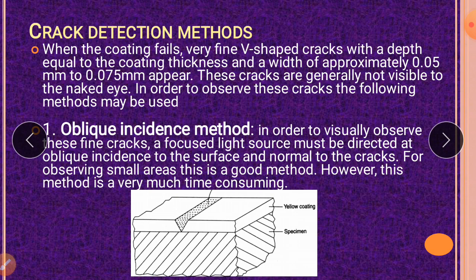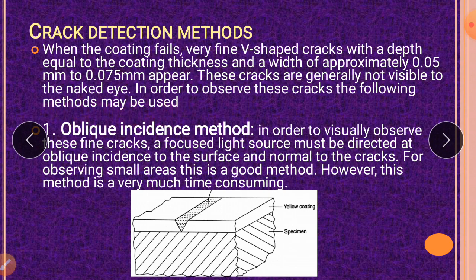Crack detection methods. Today we'll start with the crack detection methods. How are we going to detect the cracks when they appear over the surface of the specimen? When the coating fails, very fine V-shaped cracks with a depth equal to the coating thickness and a width of approximately 0.05 mm to 0.075 mm appear. These cracks are generally not visible to the naked eye. In order to observe these cracks, the following methods may be used.